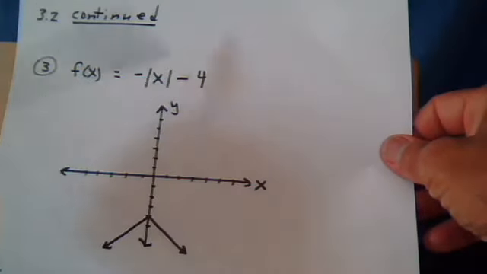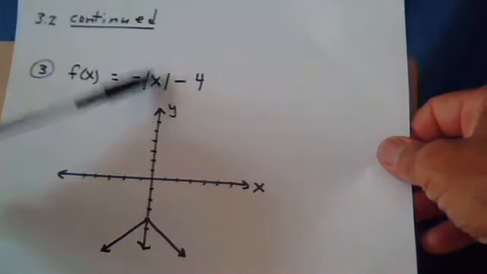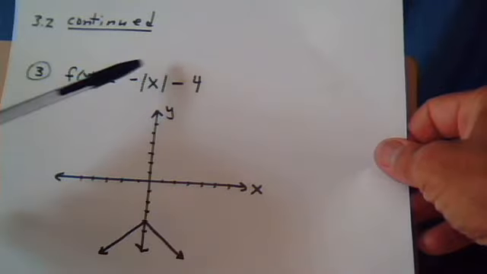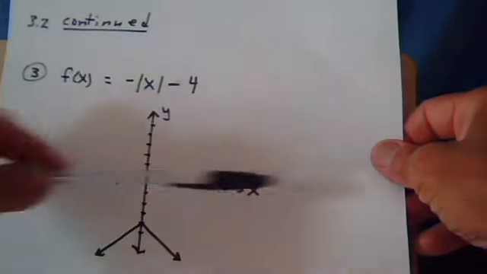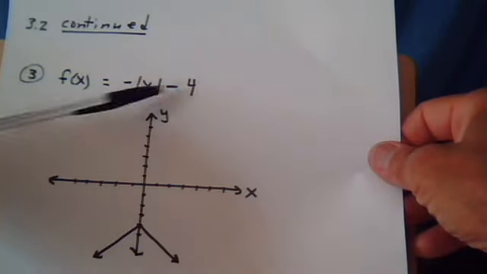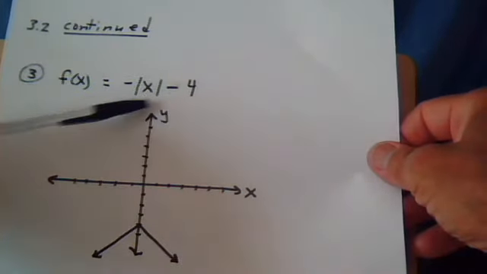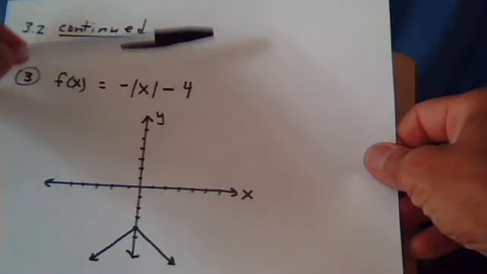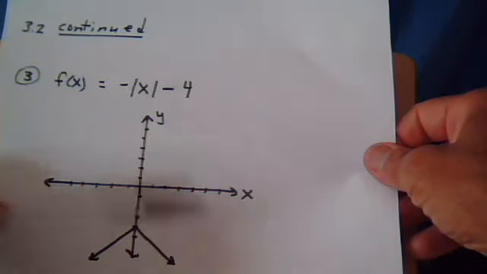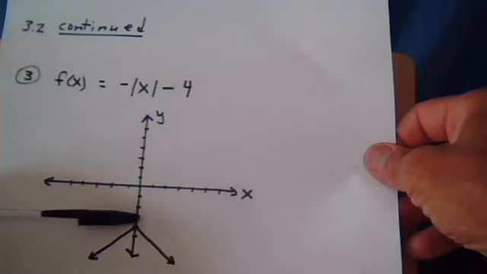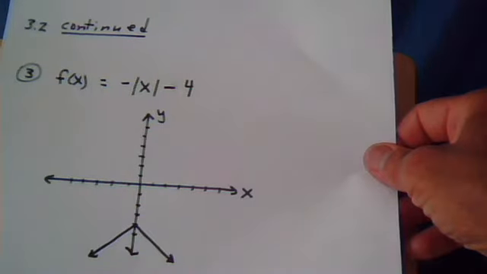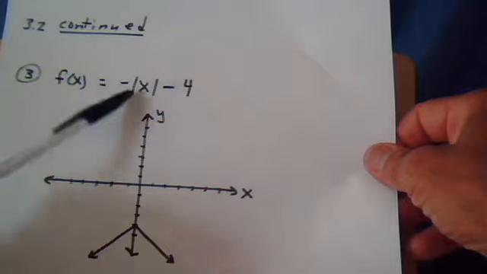The -4, notice it's outside the absolute value. It's not within. If it was within, it would affect it this way. It would be a left or right shift. But since it's outside the absolute value, it's going to be a vertical shift. So it was flipped around. Now it's going to shift 4 units down. And this is the graph for this function.